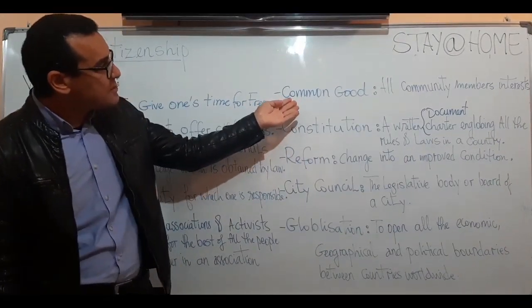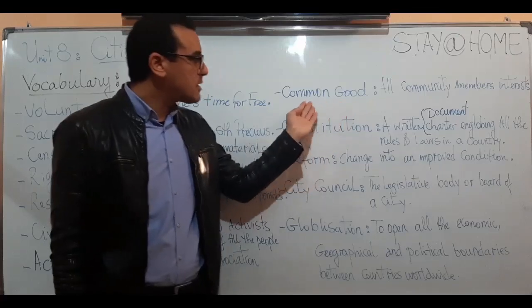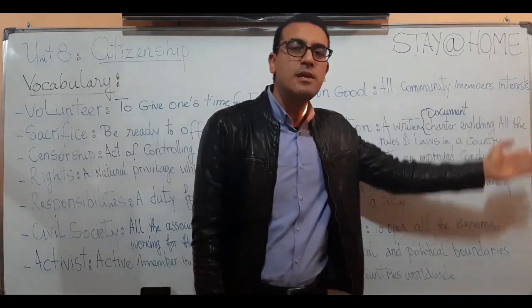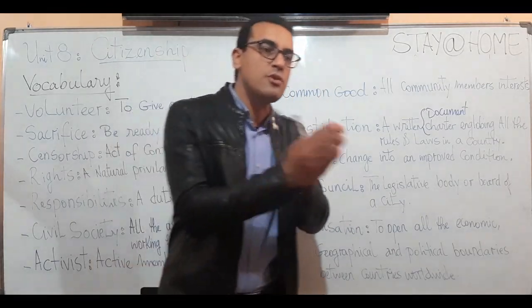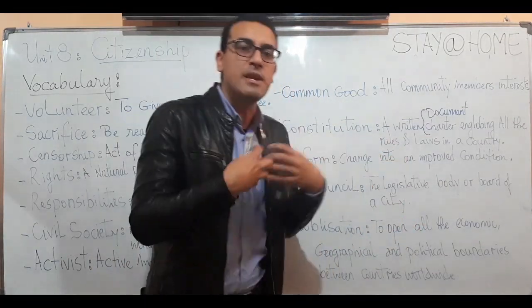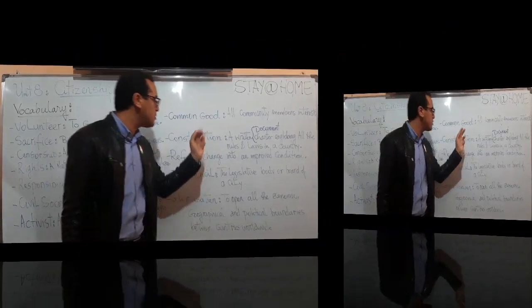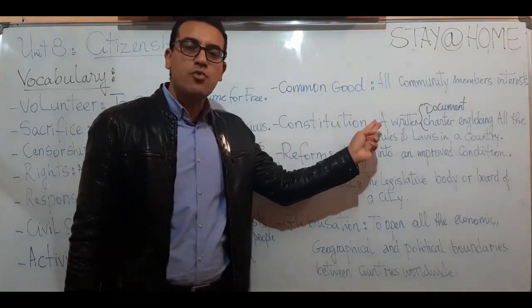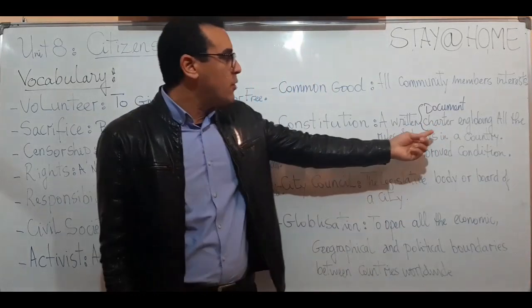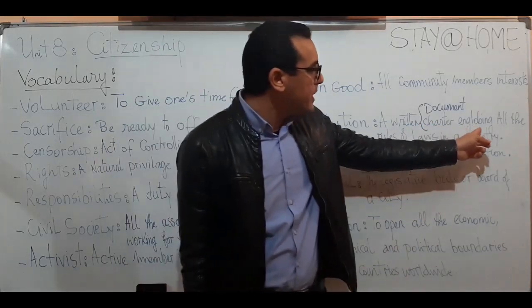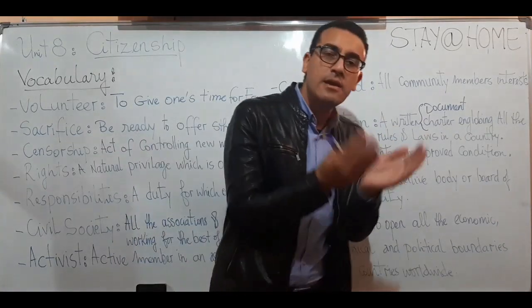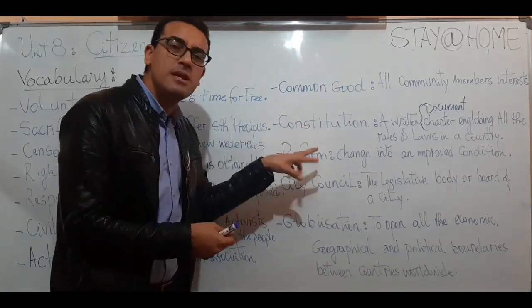The next word is the common good. The common good means something that meets all the community members' interests. Something which is good for all the people. All the people can benefit from it. That's what we mean by the common good. Constitution is a written document or charter encompassing all the rules and laws in a country. It has the same meaning in French.